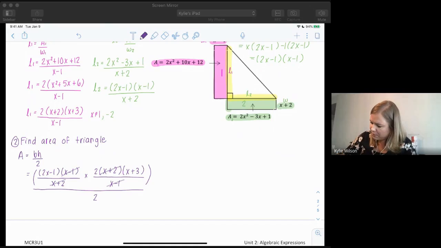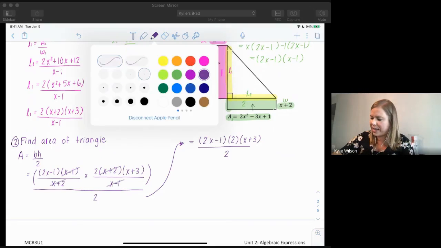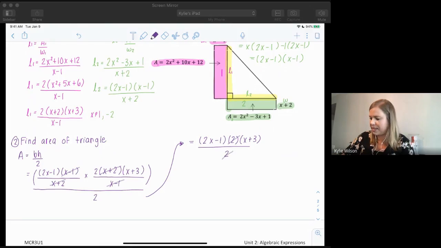So I have an x minus 1 and an x minus 1, x plus 2, x plus 2, like this. And that will leave me, sorry, I'm just running out of room. So that will leave me with 2x minus 1, x plus 3, and all of that is still divided by 2. Oops, I lost a 2. Sorry. There we go. And now I can divide and cancel some things out. So what we have left is 2x minus 1, x plus 3, like that.